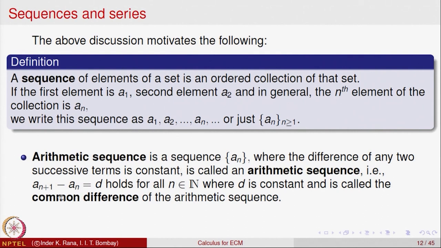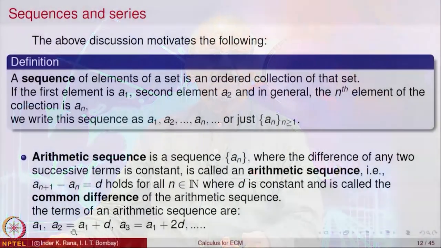That means A(n+1) minus An is the same constant D, then we say this sequence is an arithmetic sequence, and that is what happened in our previous case of option A, when there was an increase of 80 chairs per week. This D is called the common difference. So the sequence looks like: the first term is A1, the second is A2, which is A1 plus D, the third term is A2 plus D, that will be A1 plus 2D, and so on.